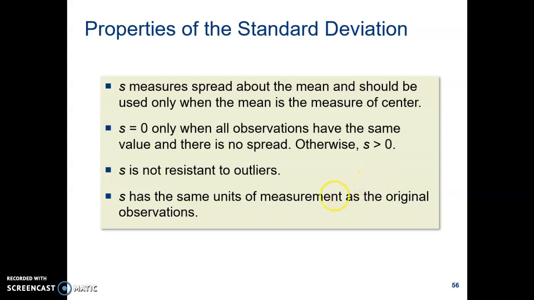If the standard deviation, S, of the sample is 0, that means all the observations, all the numbers, are exactly the same. Otherwise, it's got to be bigger than 0. It's not resistant to outliers. That means if you get a really big number or a really small number compared to the others in there, it will change quite a bit. It has the same units of measurement as the original. So if we're talking about the number of minutes to get to work, and it asks you what the standard deviation is, and the answer is 10, you should say 10 minutes. You need to put the units on to get full credit.